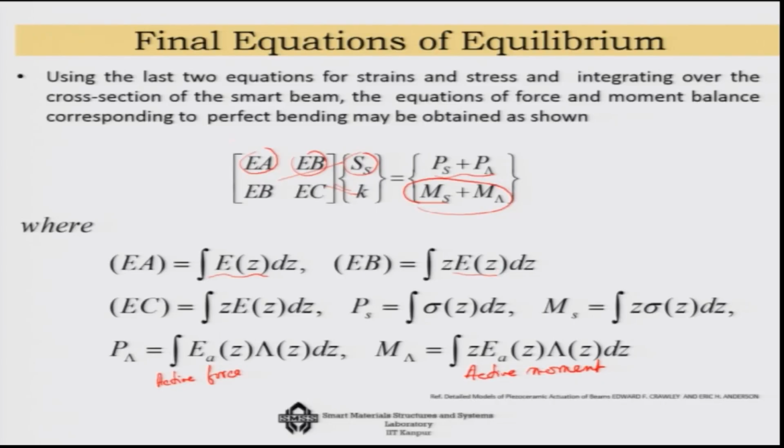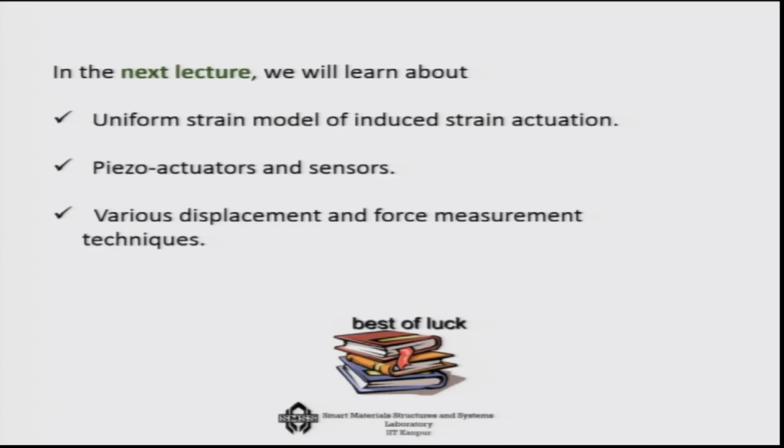So, thus you can get an equation of equilibrium in the system. One is from the force balance and another is from the moment balance, assuming, of course, perfect bending in the system. So, this is the first set of equations using the Euler-Bernoulli model. In the next lecture, we will look into much more detail of the uniform strain model. We will also talk about piezo actuators and sensors and various displacement and force measurement techniques. Thank you.